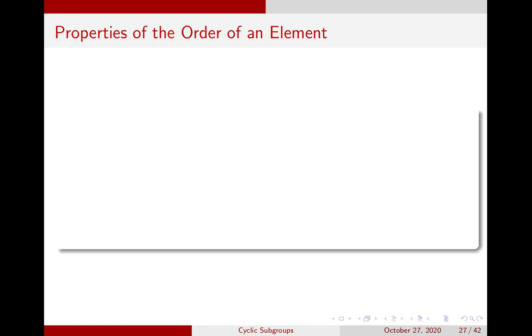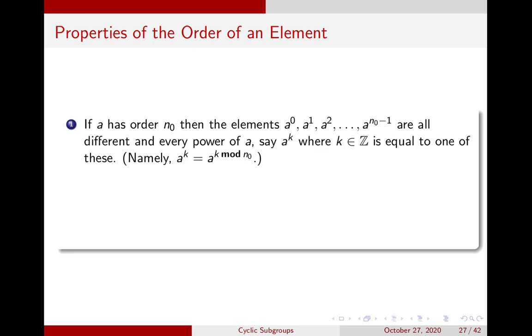Okay, some properties of the order of an element. So if A has order n sub 0, then the powers of A starting with 0 and working up to n sub 0 minus 1 are all different, and every power of A is equal to one of these.